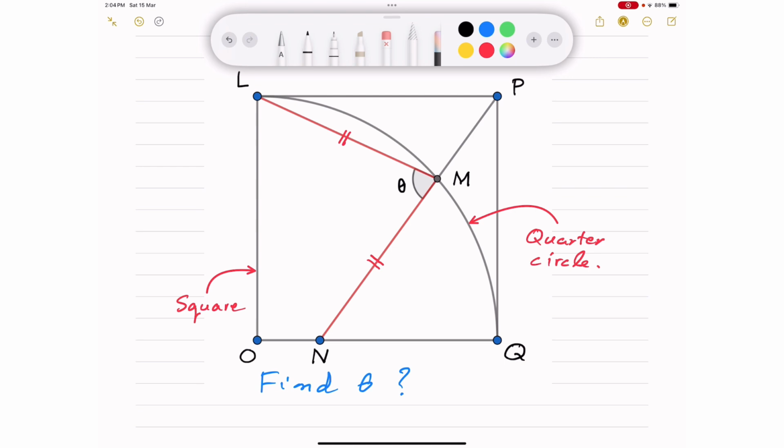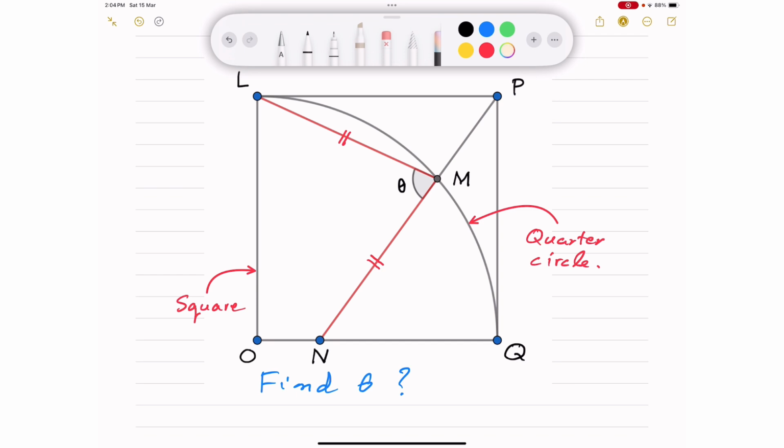In this video, I'm going to show you how to solve this geometrical problem. We have a square LPOQ and a quarter circle. The two line segments LM and NM are of equal length, and the question asks us to find the angle between the line segments LM and MN.